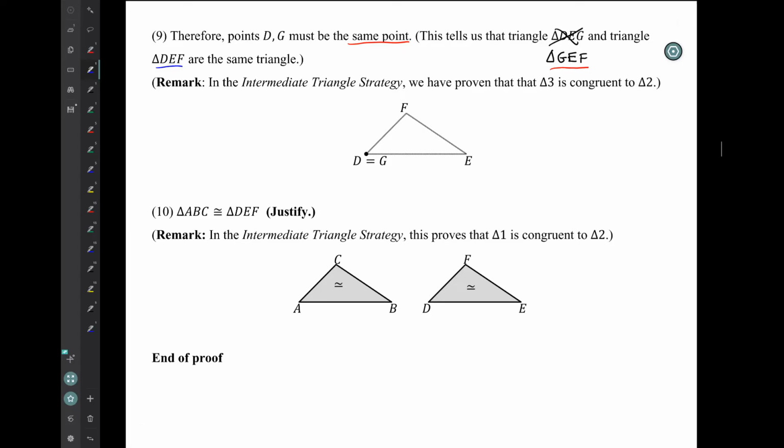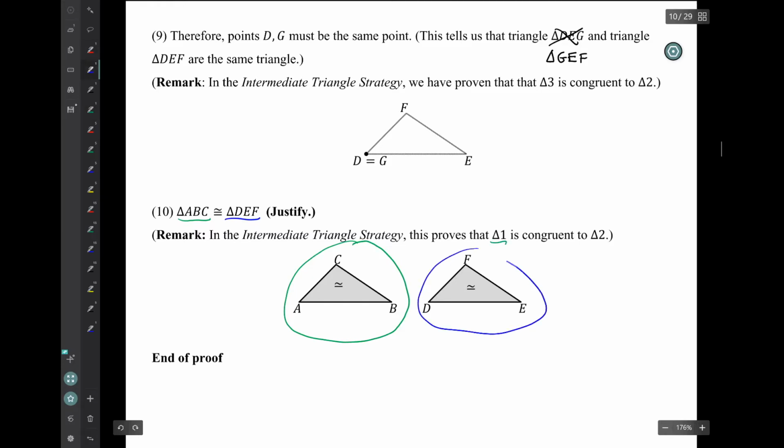In terms of the intermediate triangle strategy, that tells us that our intermediate triangle, triangle GEF, is congruent to that triangle 2, triangle DEF. Statement 10 says that triangle ABC is congruent to triangle DEF. So this green triangle, which is in terms of our intermediate triangle strategy, triangle 1, is congruent to this blue triangle, which in terms of our intermediate triangle strategy is triangle 2. That's the end of the proof.